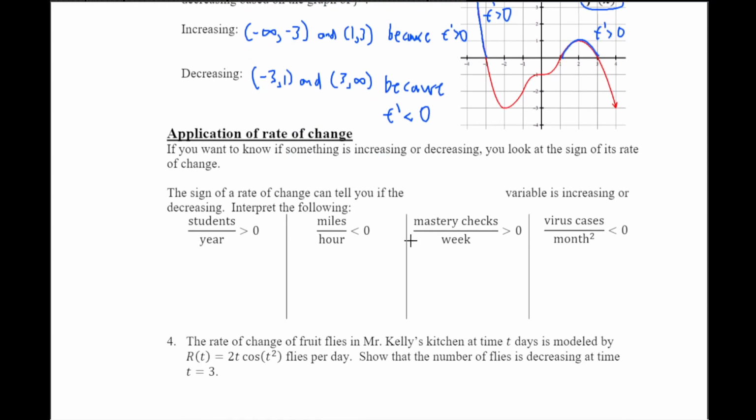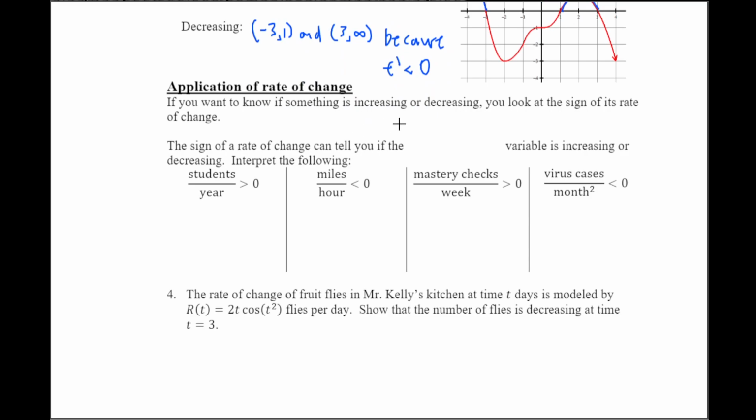So, application problems of rates of change. If you want to know if something is increasing or decreasing, you look at the sign of its rate of change. The sign of a rate of change can tell you if the dependent variable is increasing or decreasing. So example, if the rate of change of students per year is positive, that just means the number of students is increasing, because the rate of change of students per year is positive, so the total number of students is increasing.